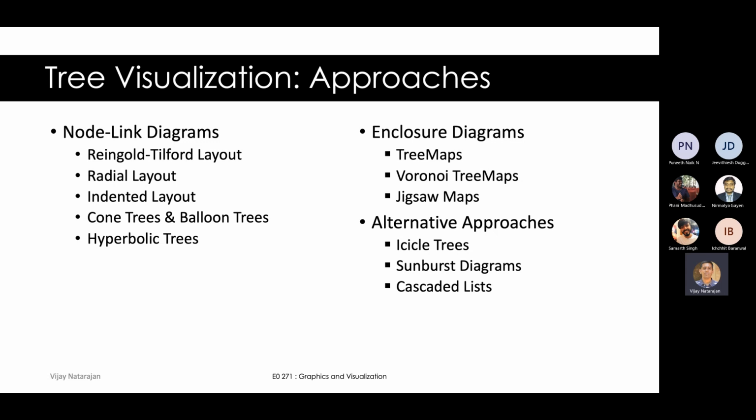We already saw the cascaded list from the Mac file browser called the Finder. There are a few more techniques that we will see called the Icicle Trees, and the polar version of that called the Sunburst Diagrams.